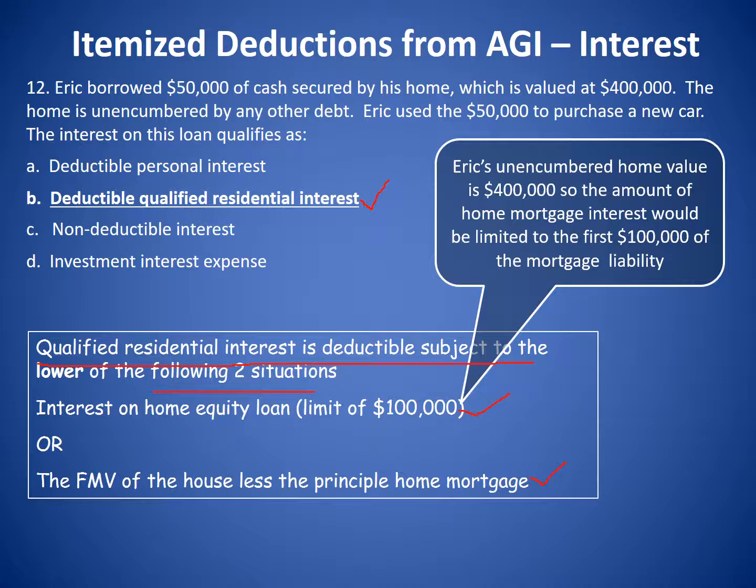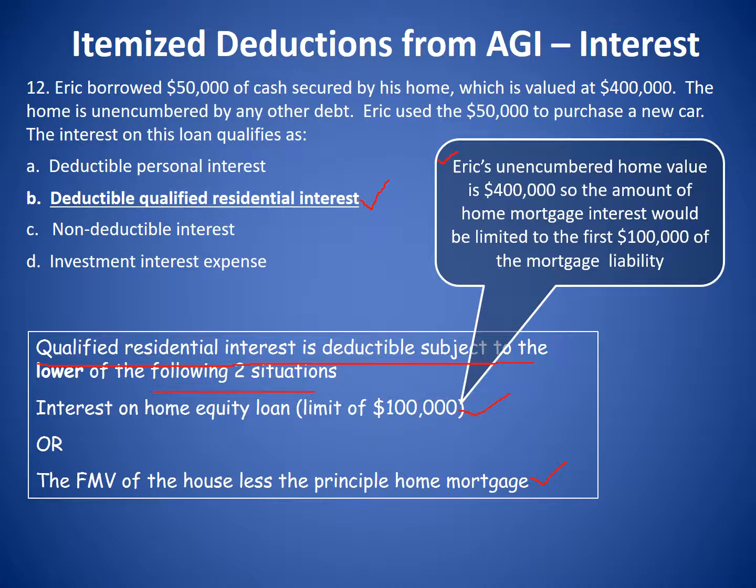Now, that's to prevent abuses of people, just because they own a home, being able to borrow against it and deduct the mortgage interest for personal types of expenditures, where the interest is normally not tax deductible. Now, in the case of Eric's unencumbered home, the value is $400,000, as talked about. So the amount of the home mortgage interest would be limited to that first $100,000 of the mortgage liability.